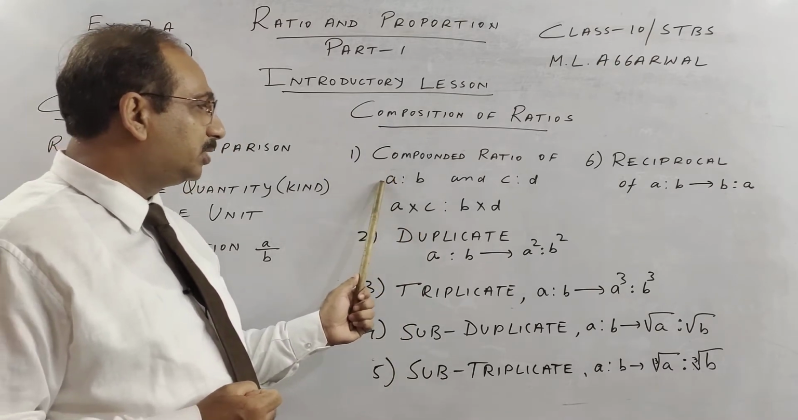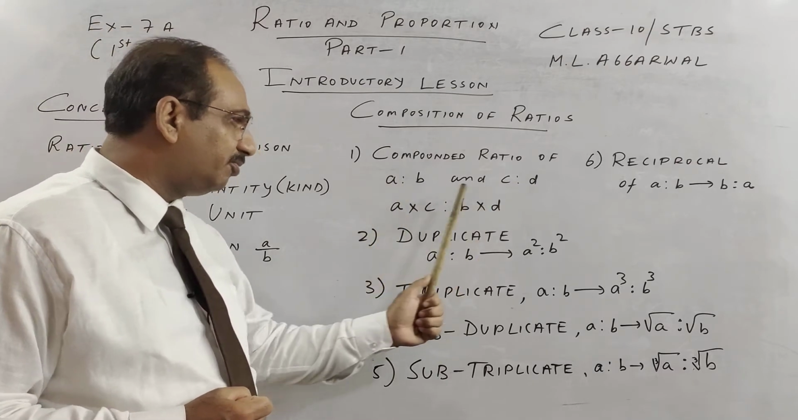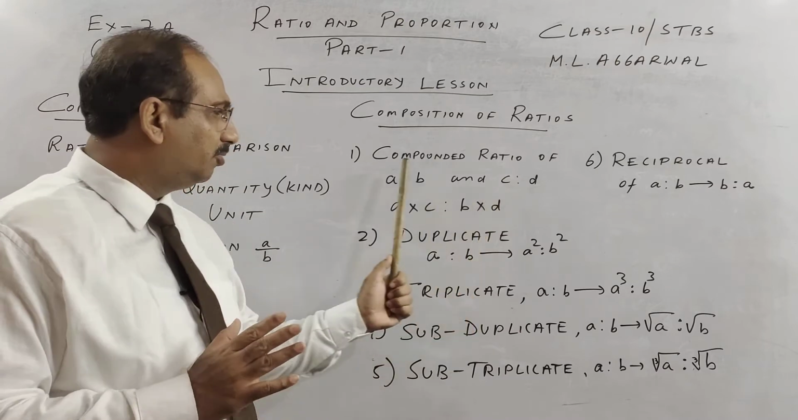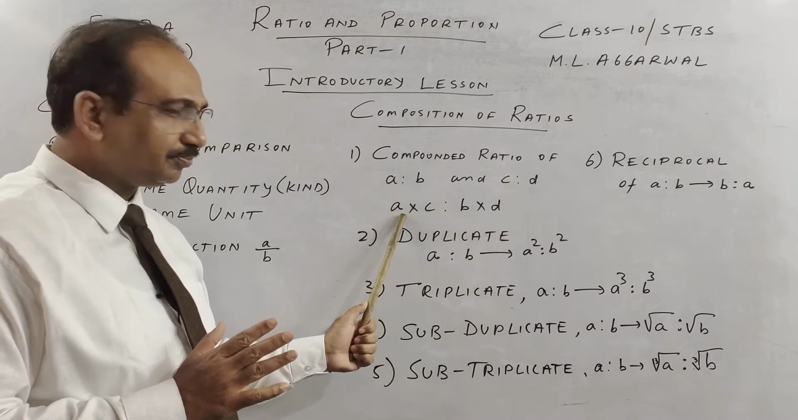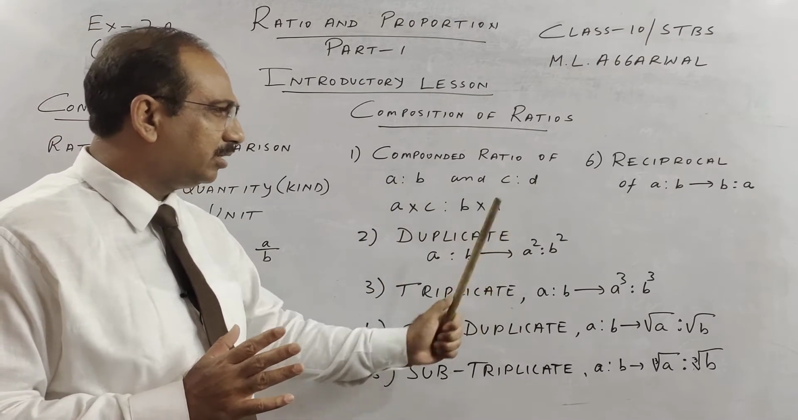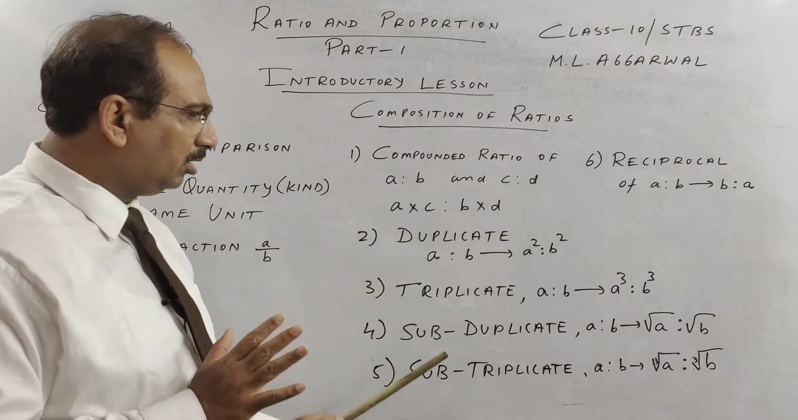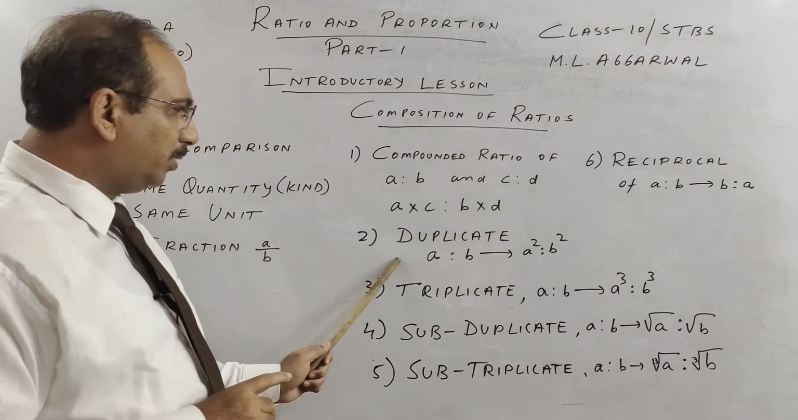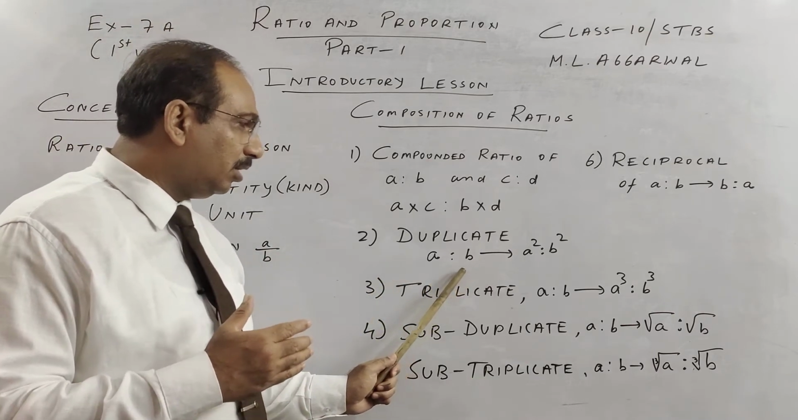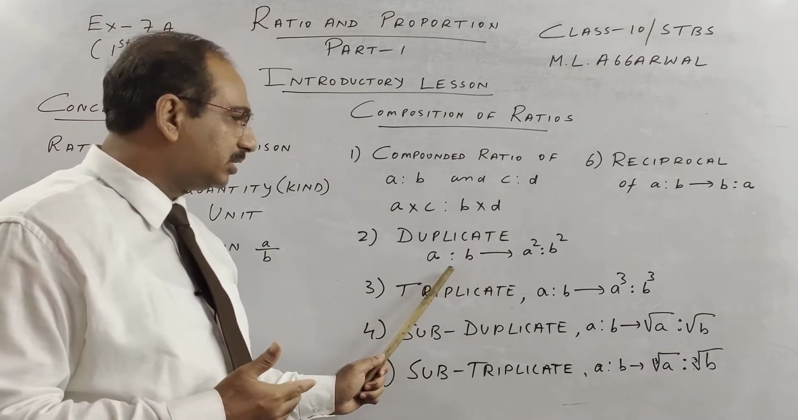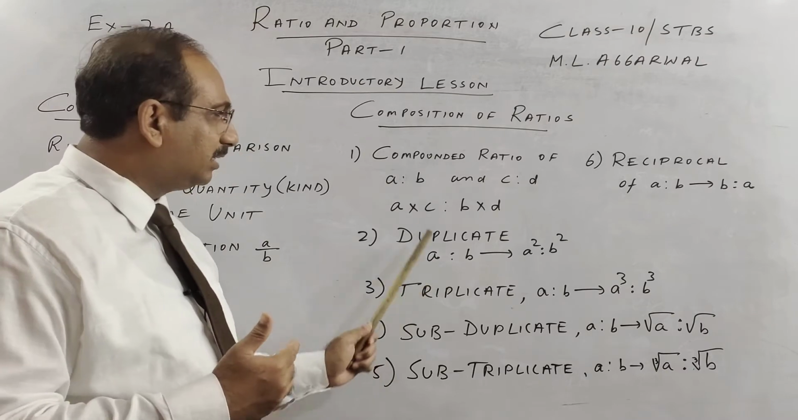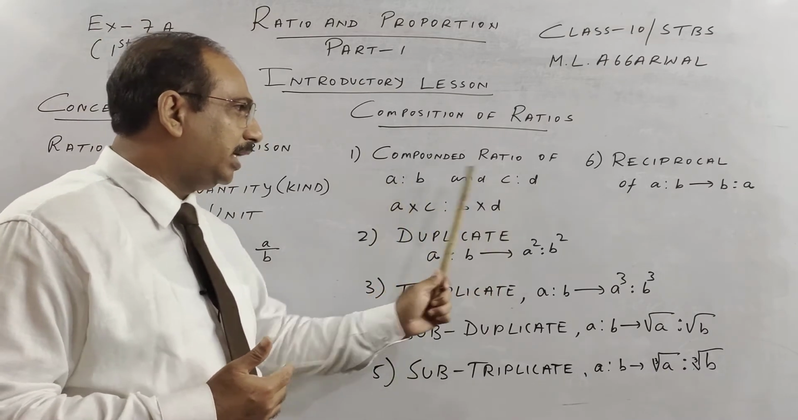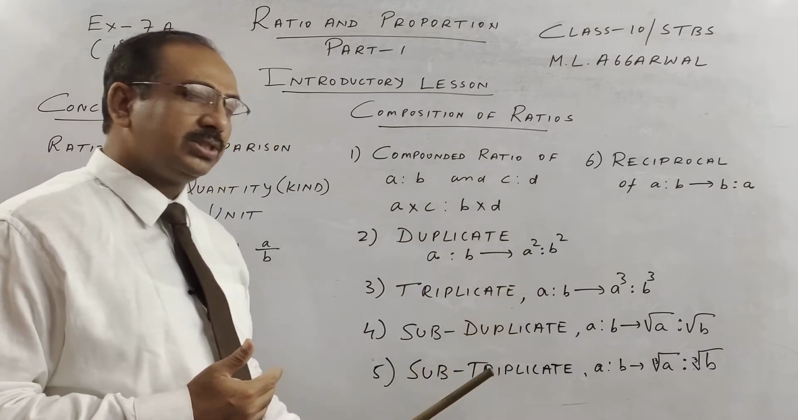Compounded ratio means A is to B and C is to D: first term with first term, second term with second term. This is not proportion, children. I'll show you with an example. All this basic thing, I'll do two examples each now. Duplicate ratio means when a ratio is compounded with itself: A is to B and A is to B, so you get A square is to B square.